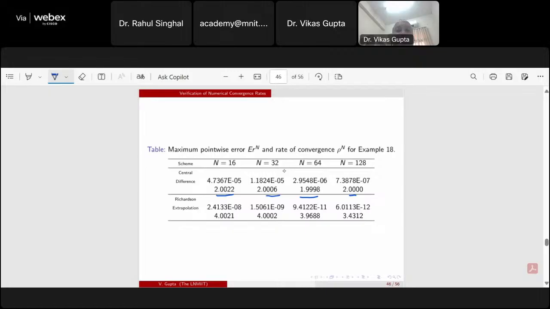While applying Richardson extrapolation with the central difference scheme, we can see that with n equal to 128, the error is of order 10 to the power minus 12, and this is the numerical order of convergence which verifies our theoretical finding with Richardson extrapolation. The central difference scheme is fourth order accurate, and we are getting this numerical order of convergence over here, which is approximately equal to 4.